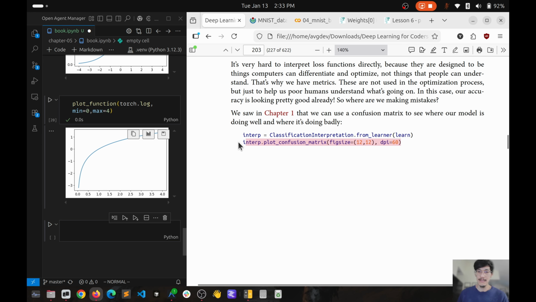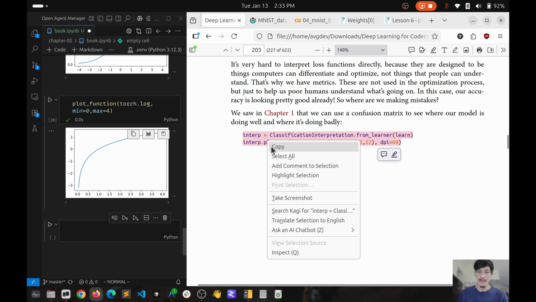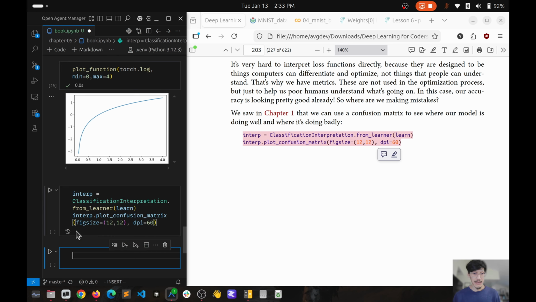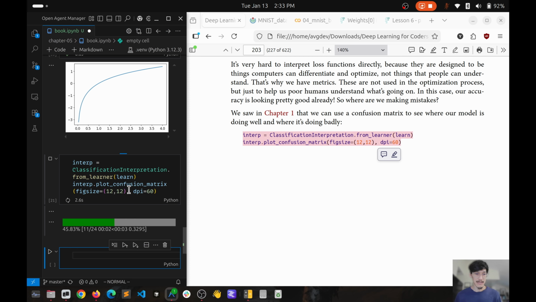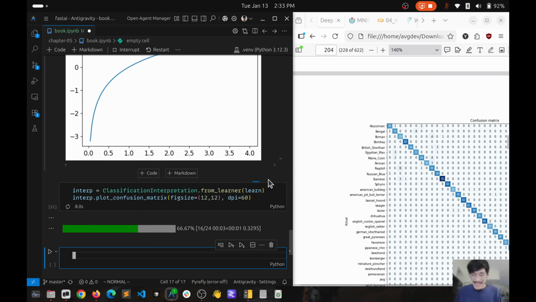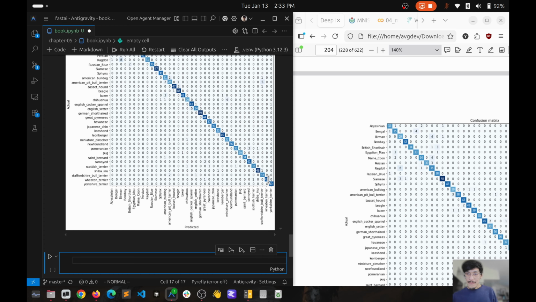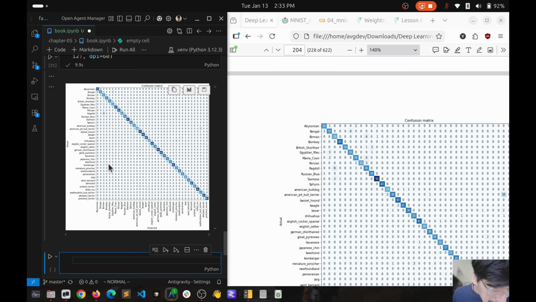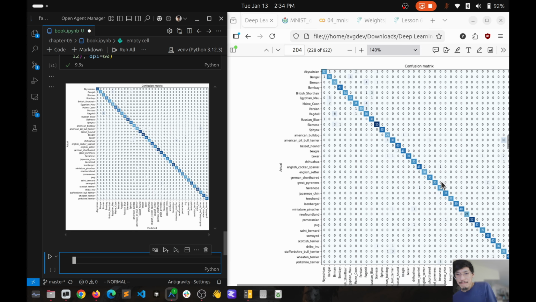Okay, let's just do classification interpretation from learner, and then we're going to plot the confusion matrix. I think it's going to be a big one. Okay, what does it even mean? I see. Let's see, we have one misprediction of Sphinx. We have a Chihuahua, but it thought it was a Sphinx. There we go. So we have the actual, and then we have the predicted here.